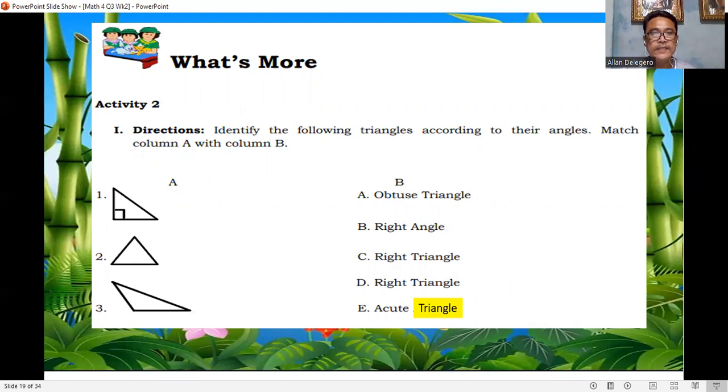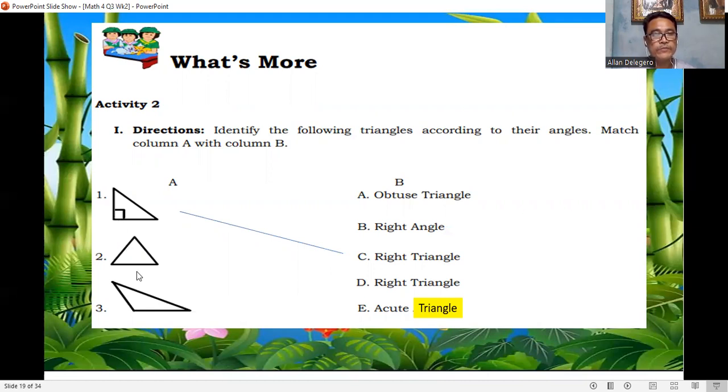Are you done? Let's check your answers. Number 1 is a right triangle. If your answer is C, correct. If your answer is letter D, that is also correct. It is a right triangle because it has a right angle.